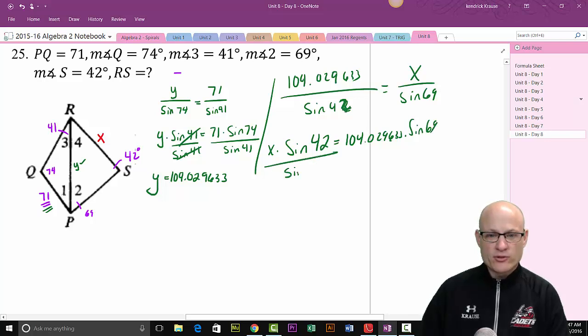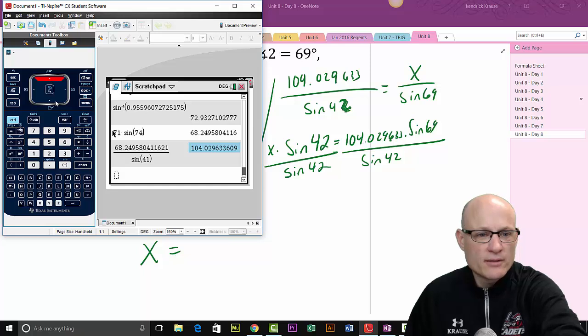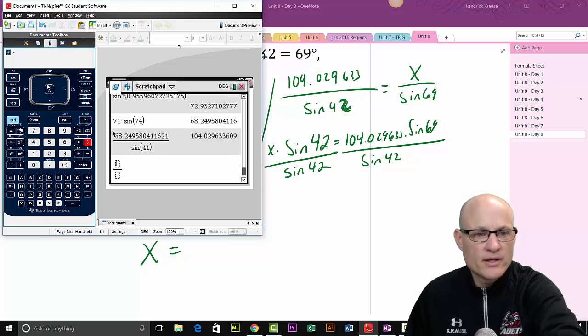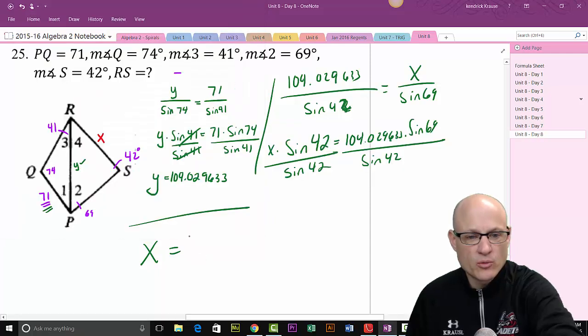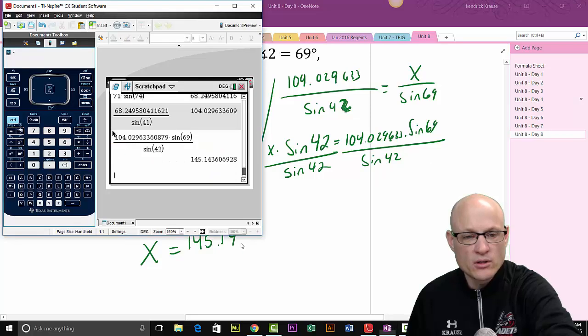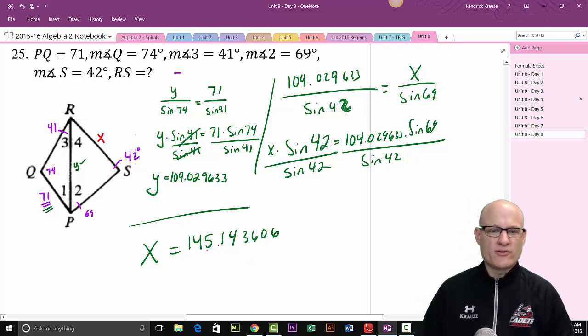I know you got to keep track of all these big, long numbers. And so we'll end up eventually with x equals this times the sine of 69 all over sine of 42. 145.143606, rounded, doesn't say, so I said rounded to the hundredths place, 145.14, there it is.